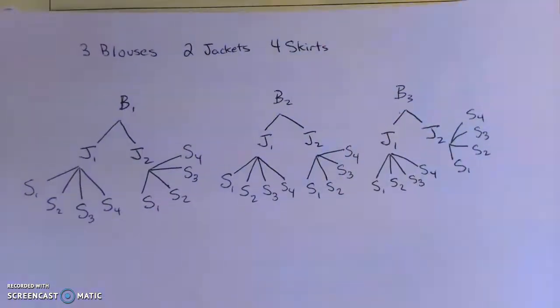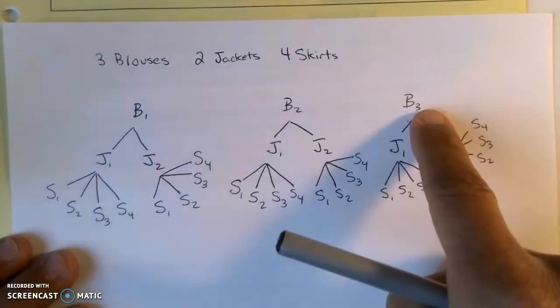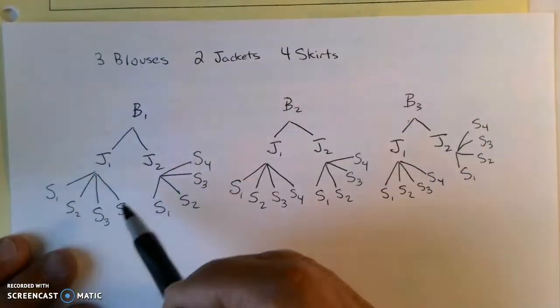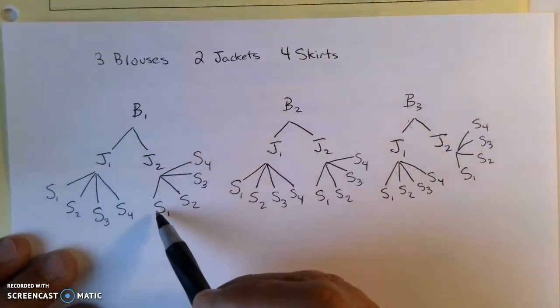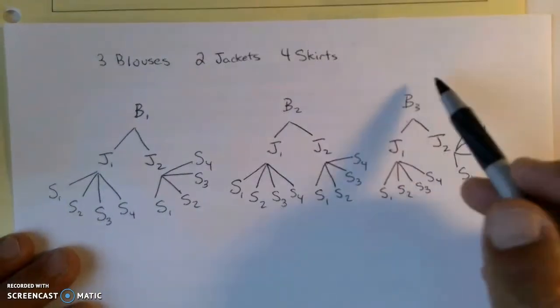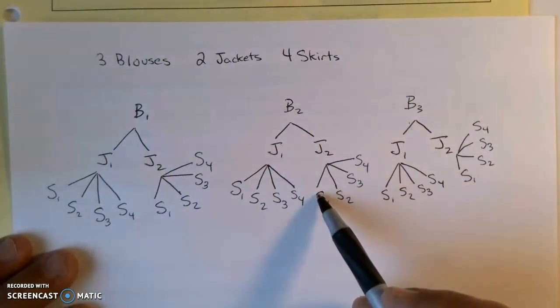So I made a little tree diagram here. B1 for one of the blouses, B2, B3. If she picks blouse 1, jacket 2, because there's 2 jackets, and then from there, you can go skirt 1, skirt 2, skirt 3. And this represents all of the different outcomes. Maybe blouse 2, but then jacket 2, but then skirt 1.